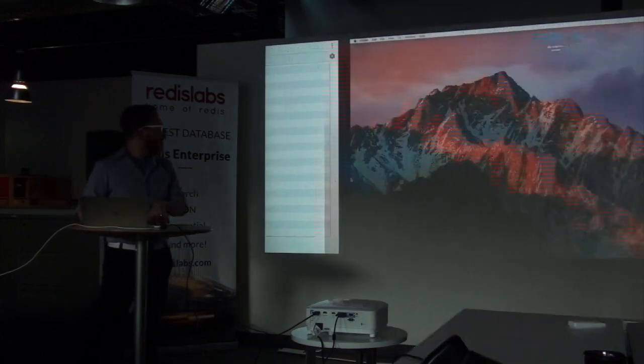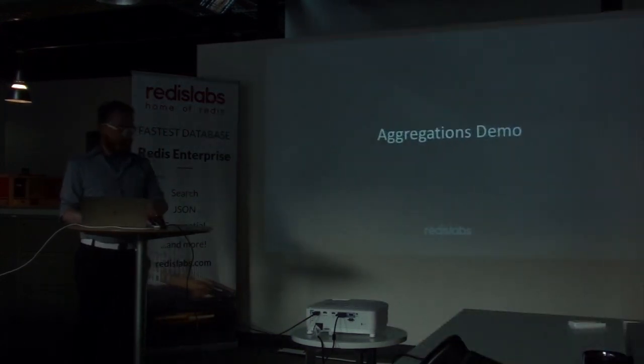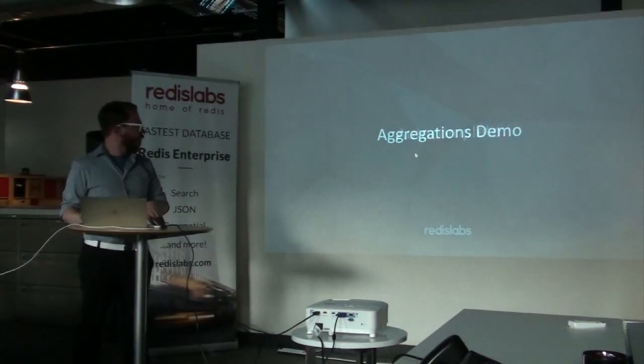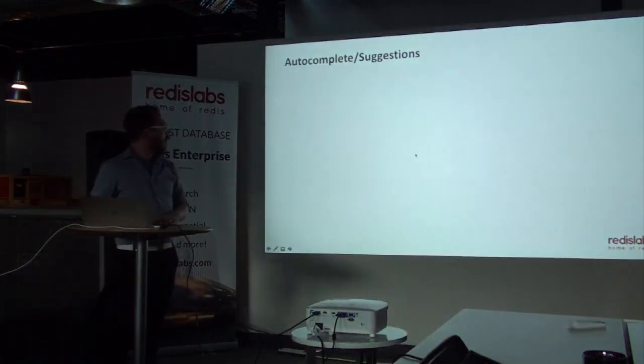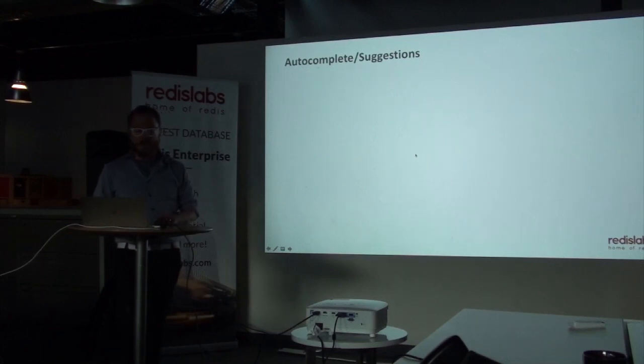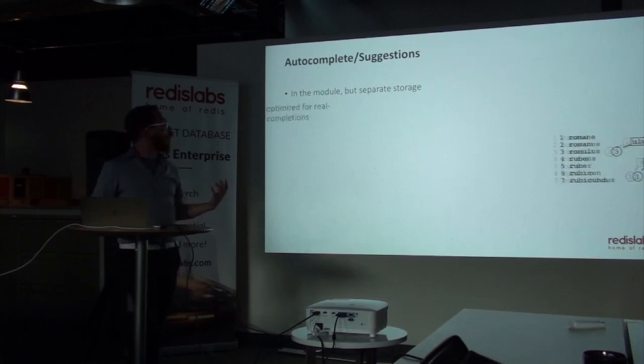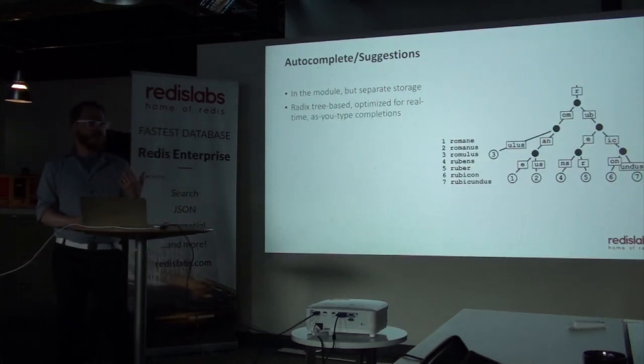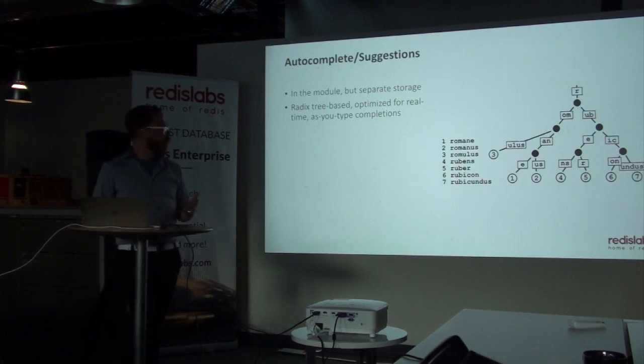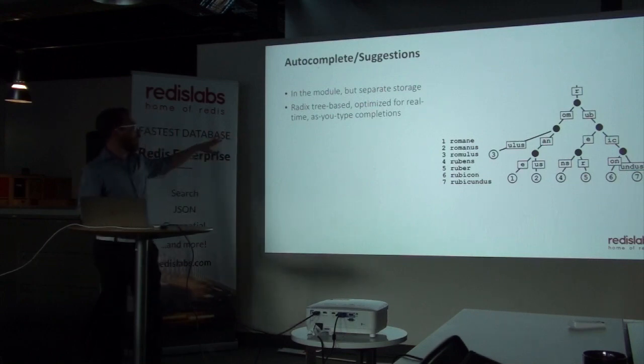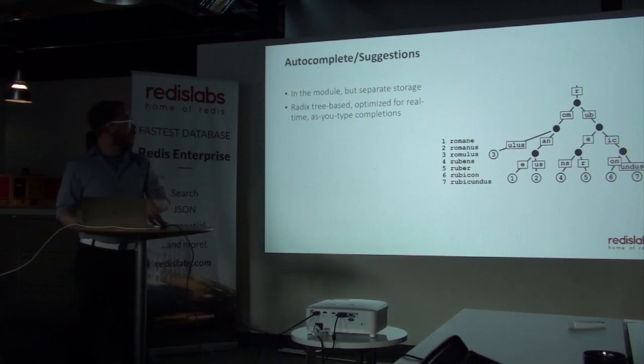Let's change gears just a bit and talk about Autocomplete. Like I said, Autocomplete is completely separate. It's sometimes called suggestion. It's in the module, but it's completely separate. It could be in its own module. It's based on a radix tree. Very familiar with the radix tree format, or I guess structure. It uses this tree-like structure to find things, so it's actually quite quick to look these up.